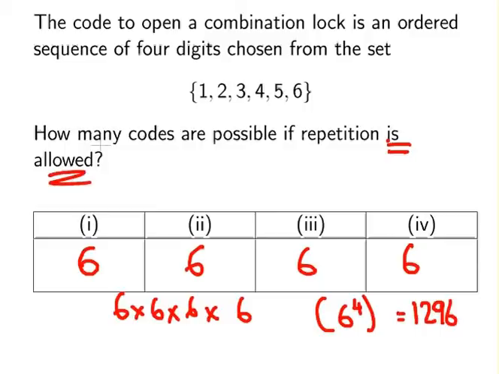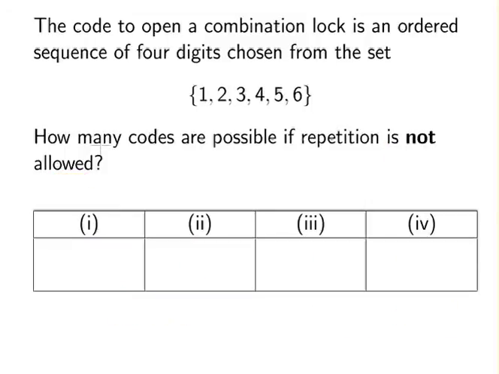Okay, so repetition is allowed here. What happens when it's not allowed? Let's have a look at that. So, the code to open a combination lock is an ordered sequence. Same again, but here repetition is not allowed.